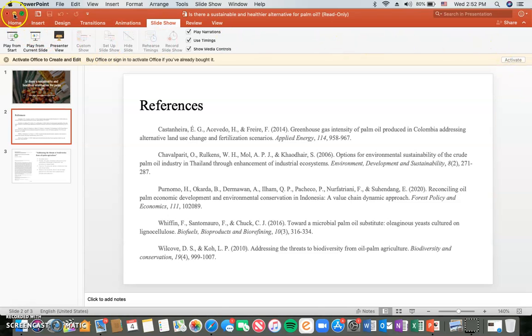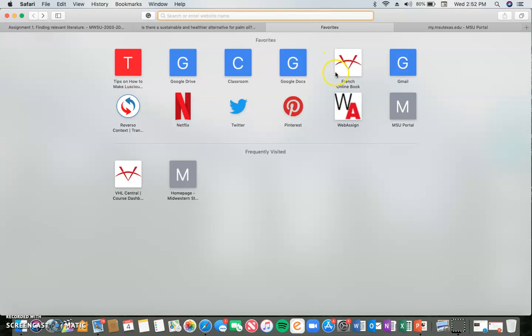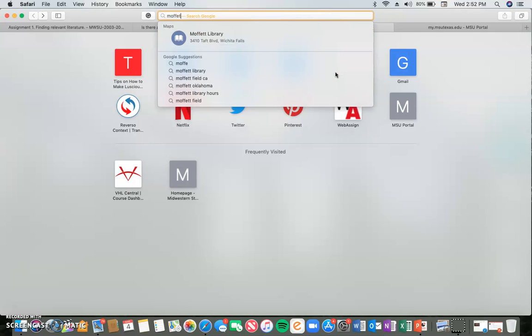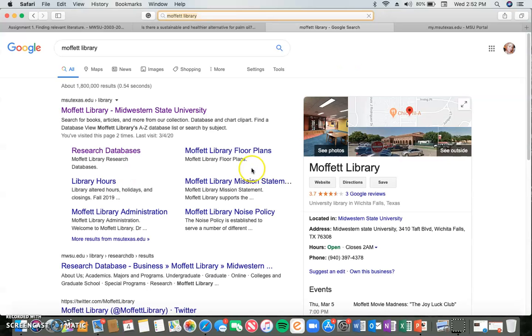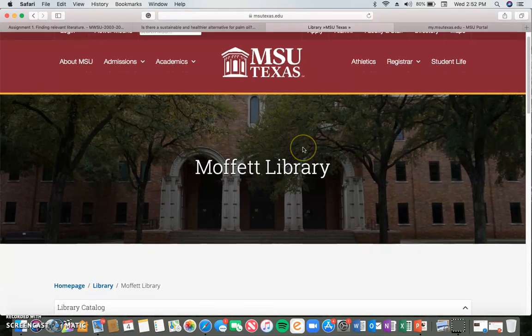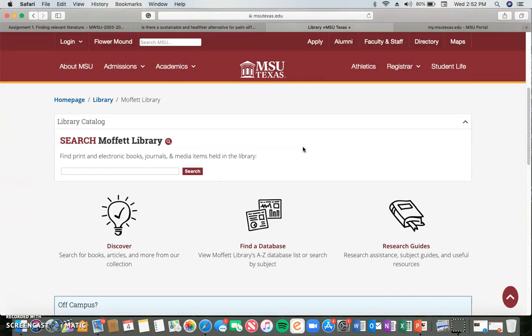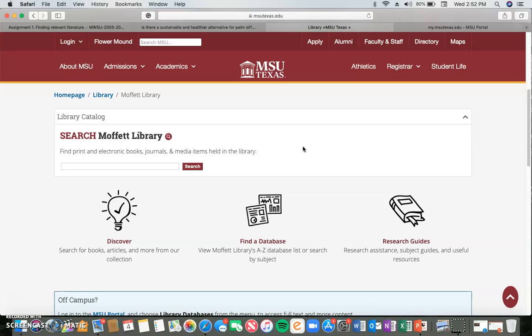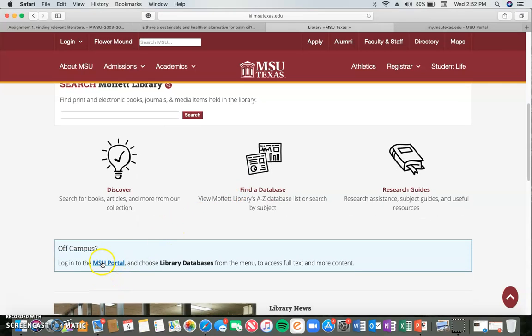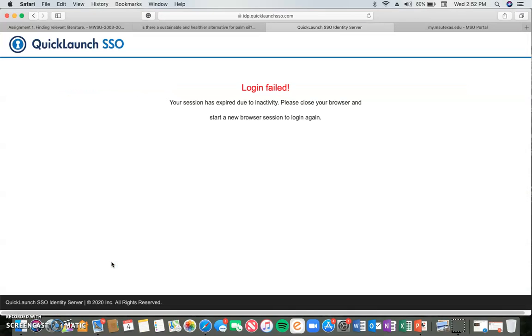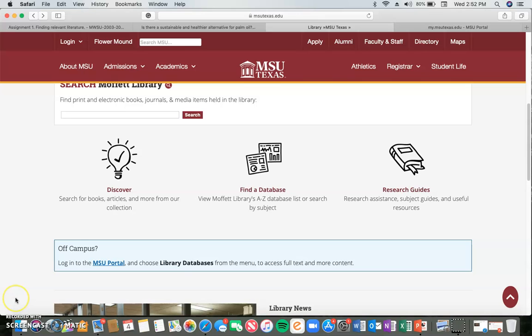So I'm going to go to any browser you can use, and I searched up our library, Moffitt Library. And you will need to be logged in to your MSU portal, your MSU account, to be able to access these databases. So if you want to go ahead and log into that right now. Take a moment to log in, and then I will show you how to access the databases.